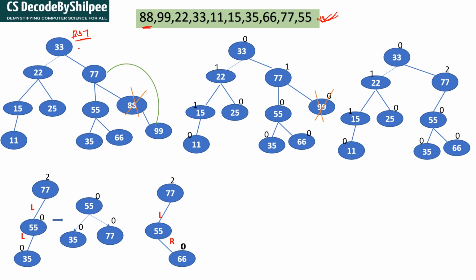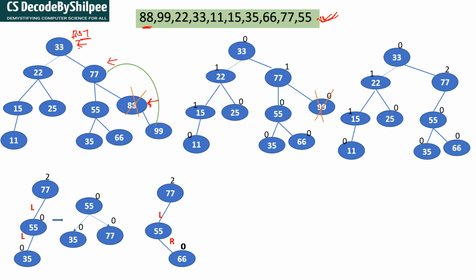This is the given binary search tree. So 88, I will check where is the 88. I'll start from the root. Is 88 greater than 33 or less than? 88 is greater, so come to the right part. Is 88 less than 77 or greater than? Greater than, come here. You reached here, so you got the 88. Now check whether 88 has 0 children, 1 child or 2 children. Here 88 has 1 child.